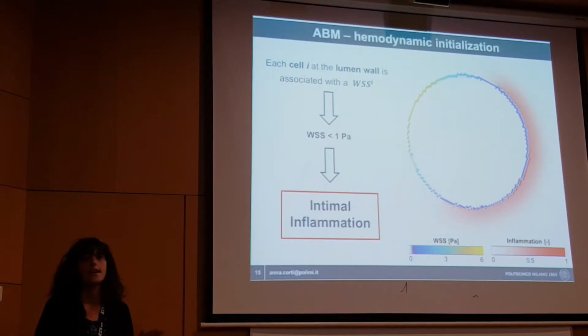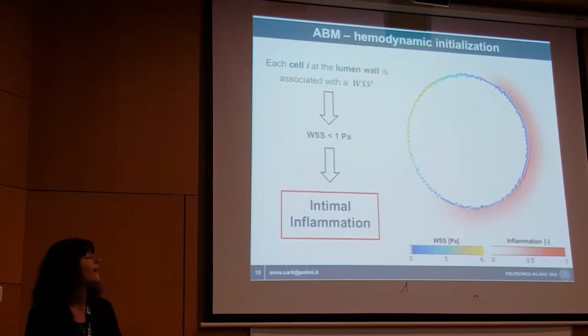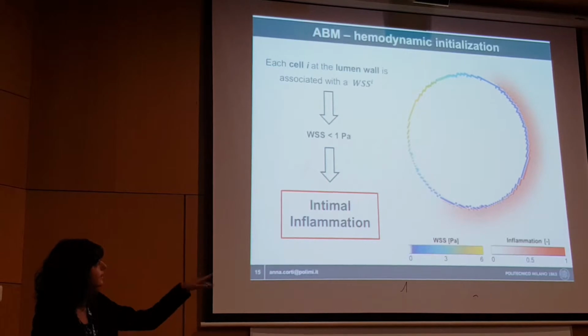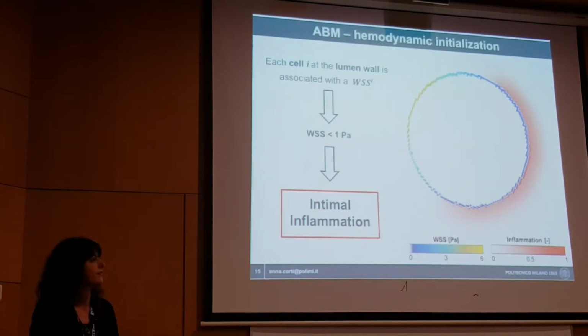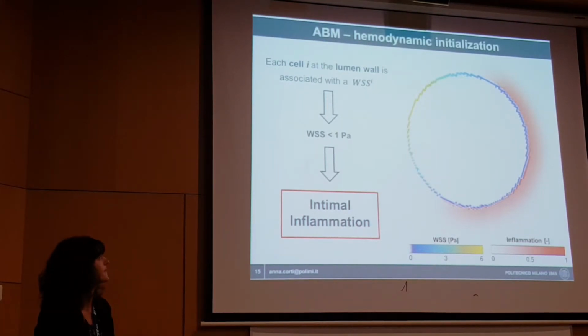Then, to each site of the lumen wall, wall shear stress value is assigned, and in correspondence of sites exposed to a wall shear stress lower than 1 Pascal, an inflammation state develops, which diffuses through the intima as shown in the picture. This condition promotes the process of atherosclerotic plaque formation by perturbing agent dynamics.